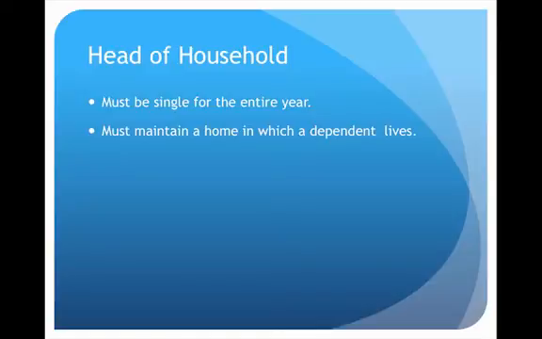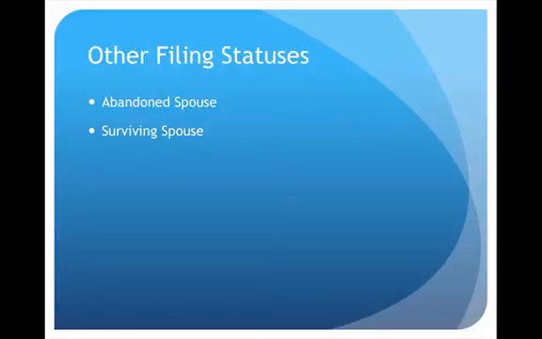So if you're a single person and you maintain a home in which a dependent lives, then you have the option of having this head of household status. Now, why is that important? It's important because the standard deduction for head of household is higher than it is for a single person. So that's why you're hoping to be able to qualify for this, because you'll get a bigger standard deduction. Now, it's still not as great as the married filing joint standard deduction, but nevertheless it is a bit higher than single.